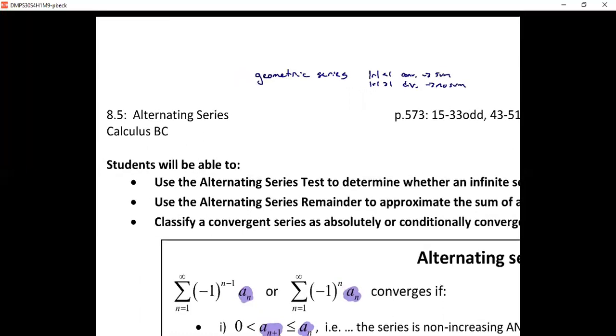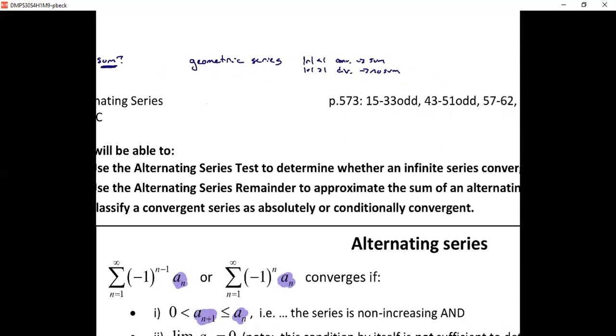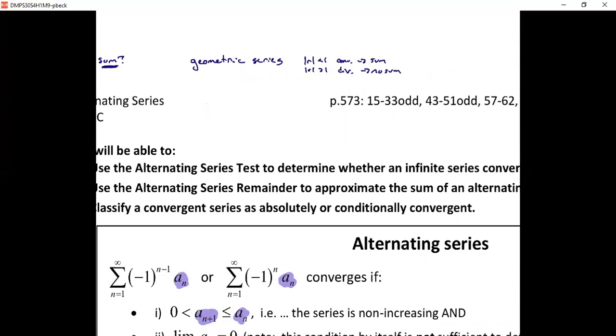So that goes to the overall general question of what we're doing in this chapter. Our goal is, with a series, can we find a sum? Is there a sum that we can find? And I want to know what that sum is. So the geometric series allows us to say whether it's possible for us to have a sum or not. And if we do have a sum, we can find it by a sub 1 over 1 minus r, for our infinite series.